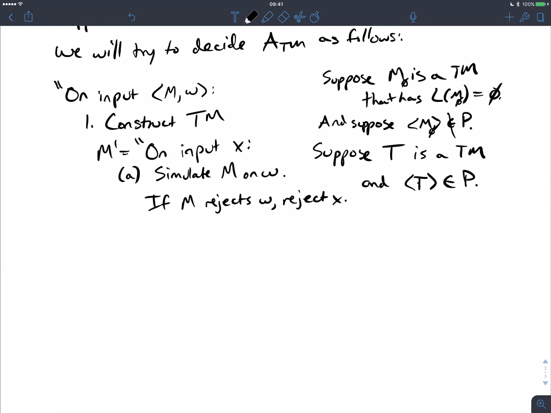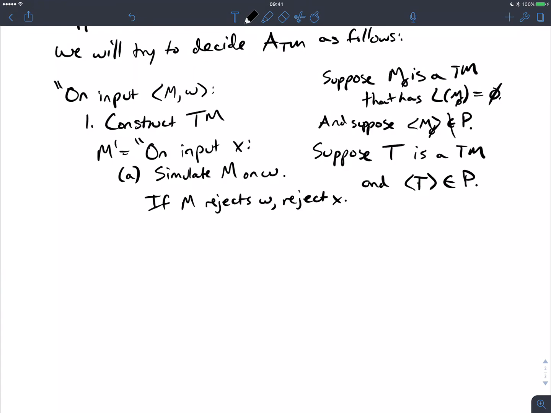So now we either ran forever on W or we accepted W, because those are the only two outcomes. What if we ran forever on W? Will I ever progress to the next step? No. So will I ever accept anything? No, so its language is empty.